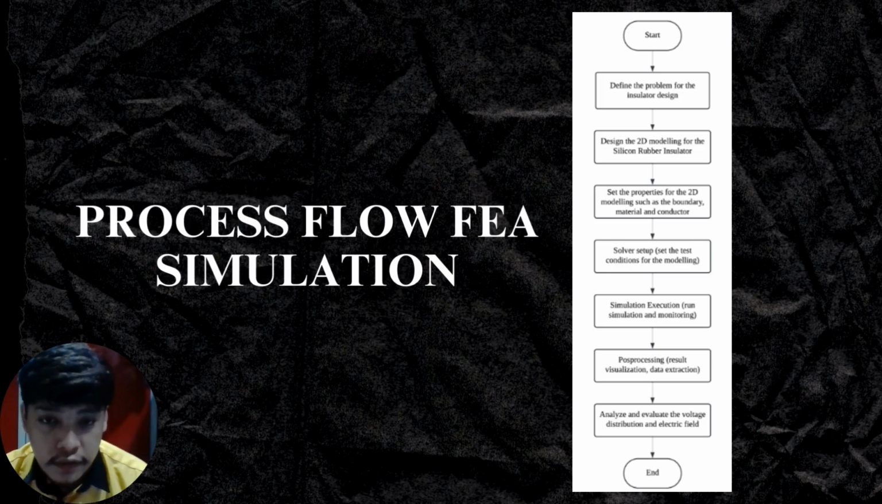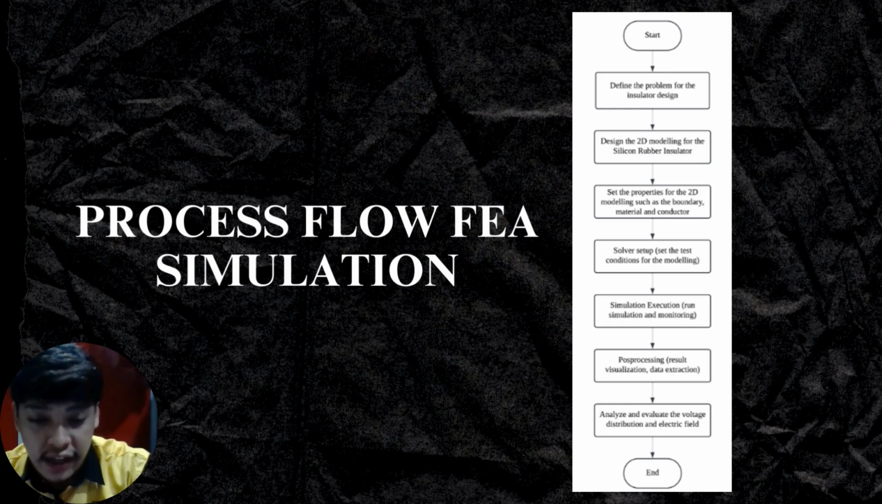And this is the flowchart for the FEA simulation. The first step is we start and define the problem for the insulator design. Next, design the 2D modeling for the silicon rubber insulator. Set the properties for the 2D modeling such as the boundary, material, and conductor. Next, we use the solver setup and set the test conditions for the modeling. Simulation execution: run simulation and monitoring. Post-processing: result visualization, data extraction, analyze and evaluate the voltage distribution and electric field, and it ends there.